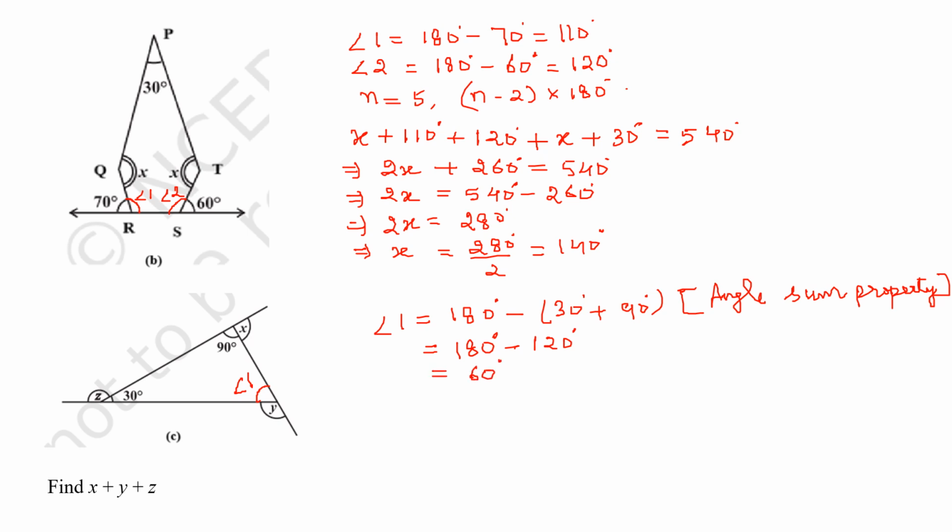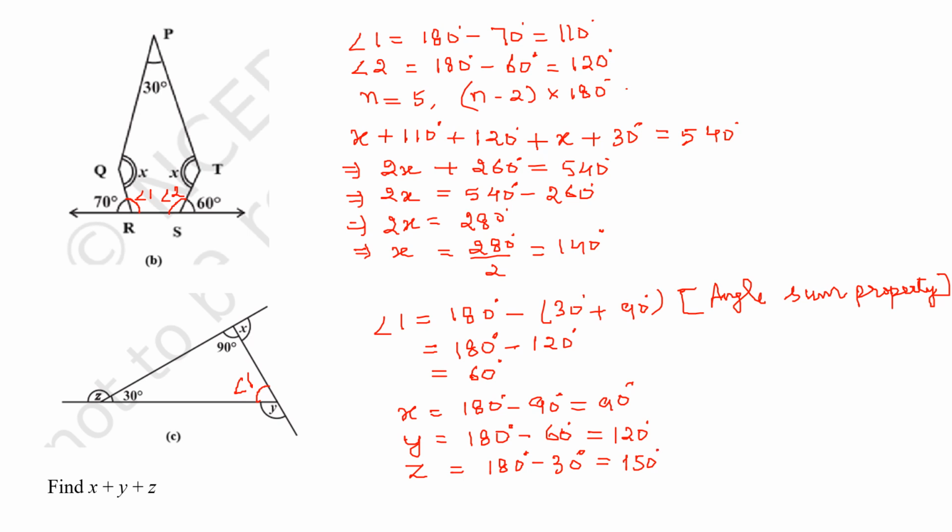Now let's find the value of x. x and 90 degree are forming a linear pair. So the value of x will be 180 minus 90 degree, which will be equal to 90 degree. Same way the value of y will be 180 degree minus 60 degree, which will give you 120 degree. And the value of z will be equal to 180 degree minus 30 degree, which will give you 150 degree.